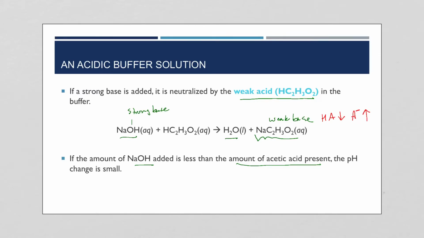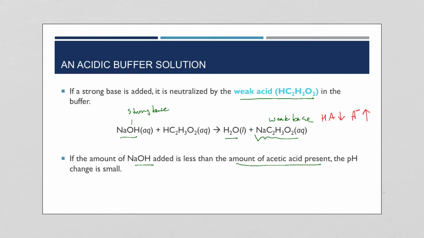So if we imagine that we start with equal amounts of these two parts of our buffer, then if we add a strong base, right, we're going to lose some of the HA, the acid component is going to drop down, and the conjugate base component is going to go up. Now, that shift in equilibrium is going to be somewhat compensated by the effect of Le Chatelier's principle, right, on our acid equilibrium, right?